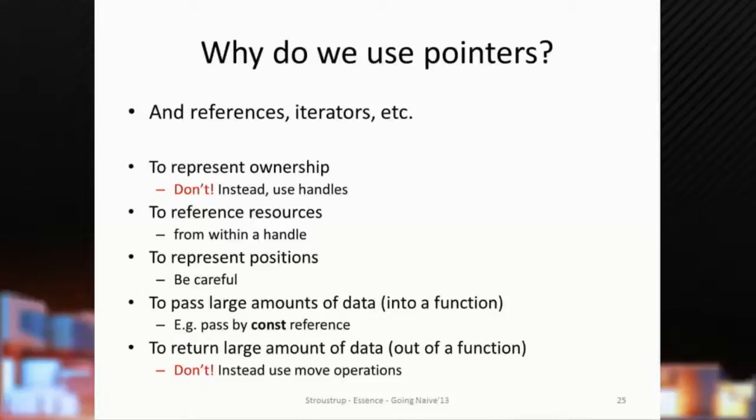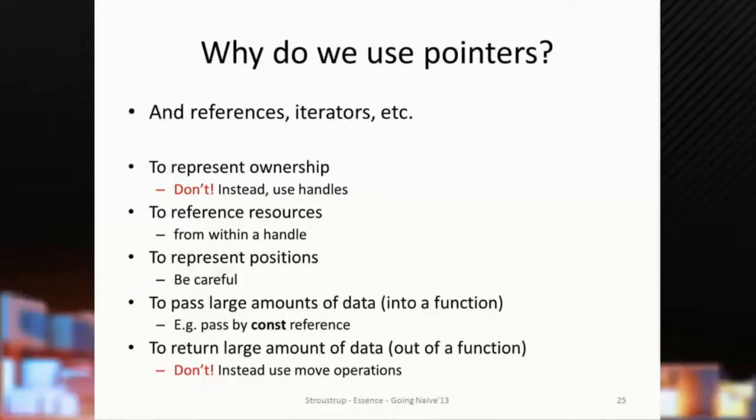So what do we actually use pointers for? If I'm saying pointers should not represent ownership, handles represent ownership, and pointers live inside handles and are used by that. Also, we reference resources inside a handle. Pointers represent positions. So that's where we have pointers into arrays, like we use indices, and we have iterators and all of this good stuff, which are pointers in disguise, by and large. They represent positions, and we have to be careful.